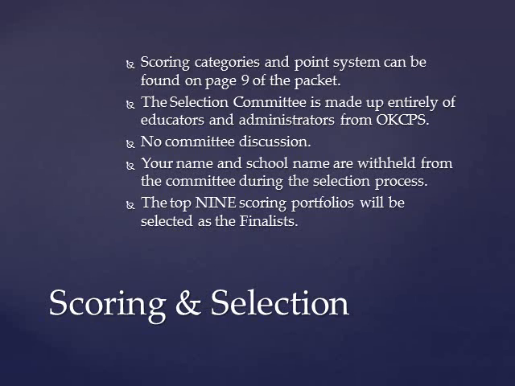You are scored in categories, and those categories and the point system can be found on page 9 in the packet. There are no surprises. The selection committee is made up entirely of educators and administrators only from Oklahoma City Public Schools. There is no committee discussion at any time. Your name and your school name are withheld from the committee during the selection process, and the top 9 scoring portfolios are the ones that will be selected as the finalists.